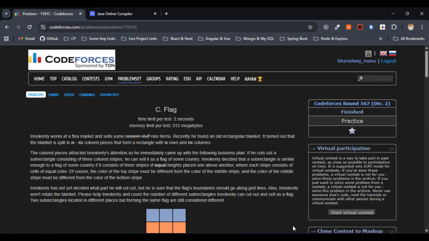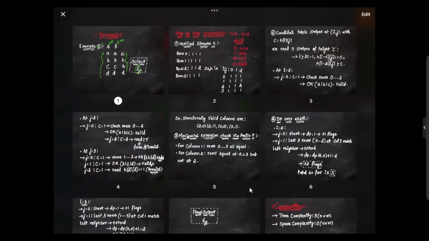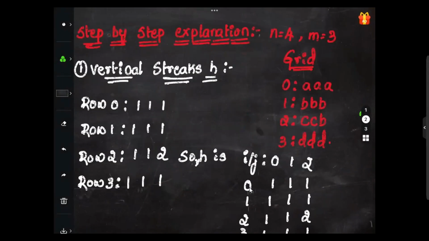Let's discuss the approach as usual first. I have considered the same first example that they have given in the question. This is m, this is m, and this is the grid. Basically the output that we need to get here is 6. So let's move on with the step-by-step explanation here.